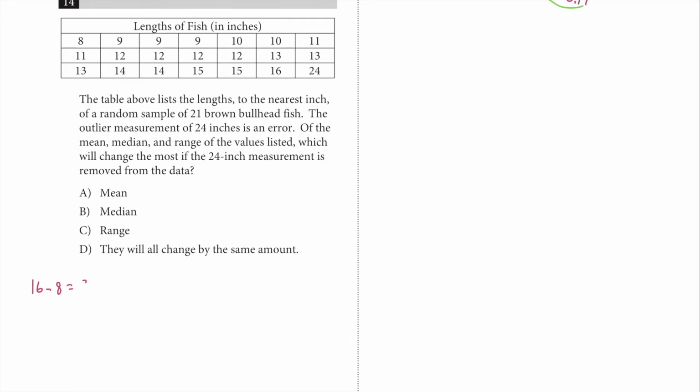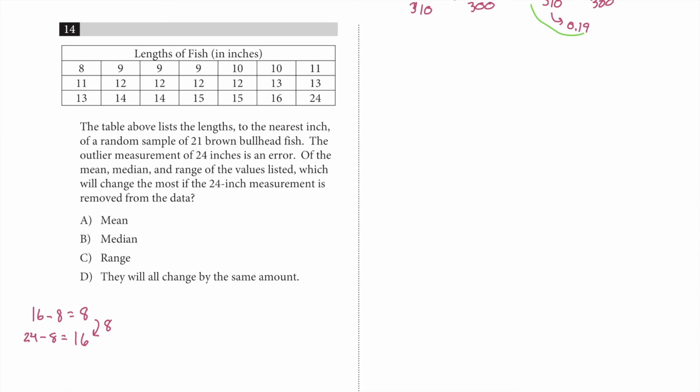8, which will be 8. If the 24 was still there, it would be 16. So this is a change of 8. Because there's so much data, it is most likely that this is going to be the biggest change because the 24 is such a big outlier compared to everything else.